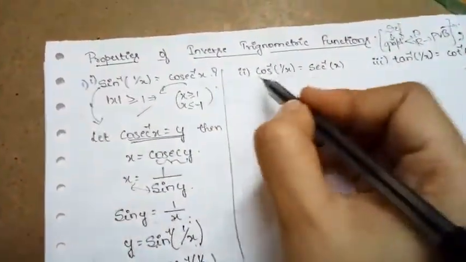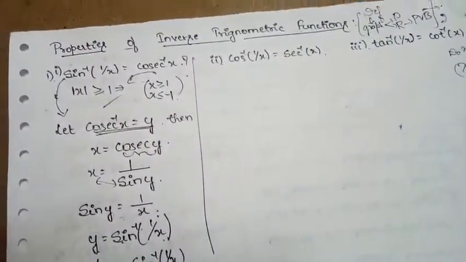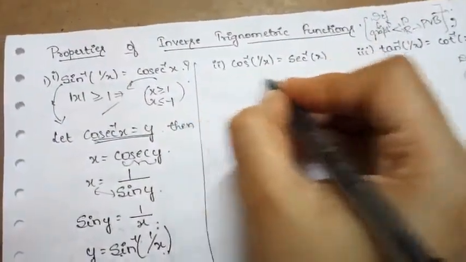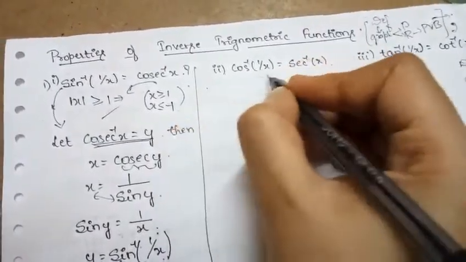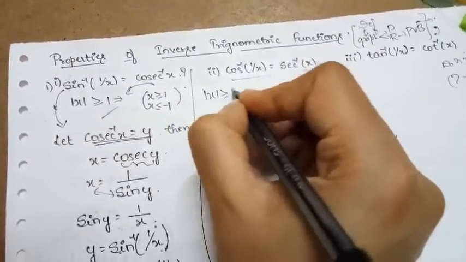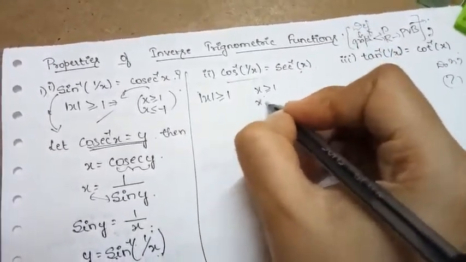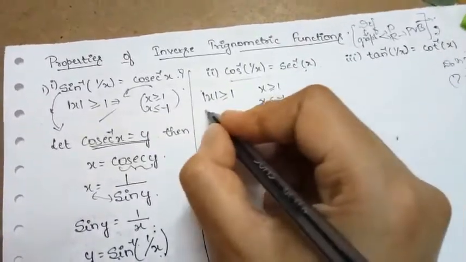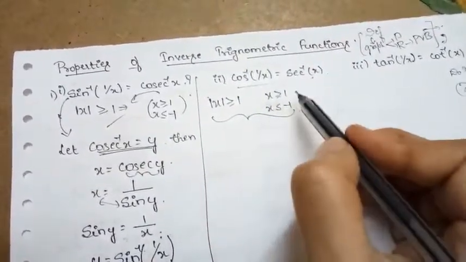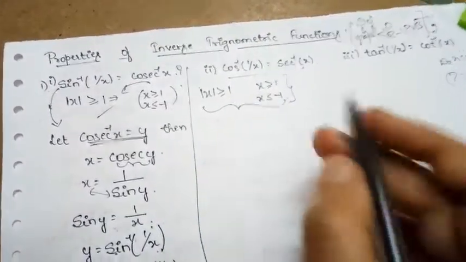Now, similarly proving the second one, cosecant inverse of 1 by x is equal to secant inverse x. What is the domain of this one? This is valid only when x is greater than or equal to 1 and x is less than or equal to minus 1. Under these values of x, or under this domain only, this property is going to be satisfied.